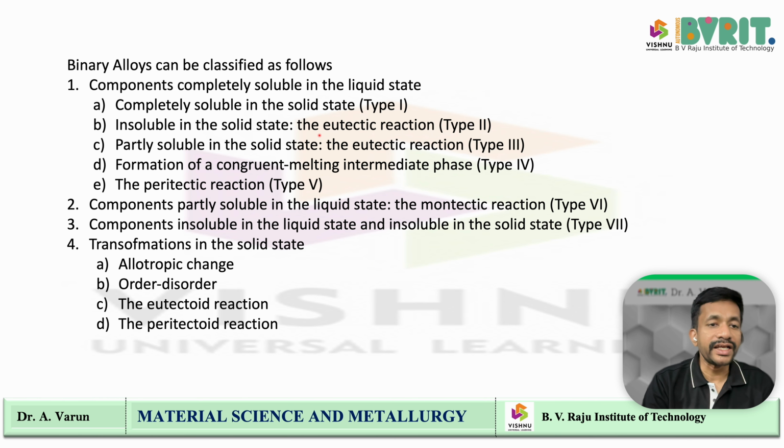There is a third category wherein two components are completely soluble in the liquid state but partially soluble in the solid state, which is called the partial eutectic system. There is a variation of type 1, called the congruent melting intermediate phase alloy. Then we have the peritectic reaction, where a reaction between liquid and solid gives rise to a new solid. And then you also have a type partially soluble in the liquid state itself, and completely insoluble in both liquid and solid phase.